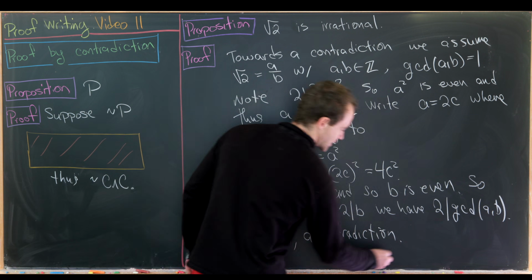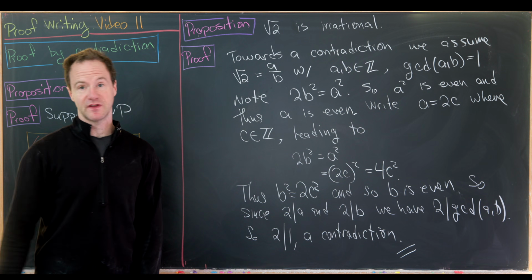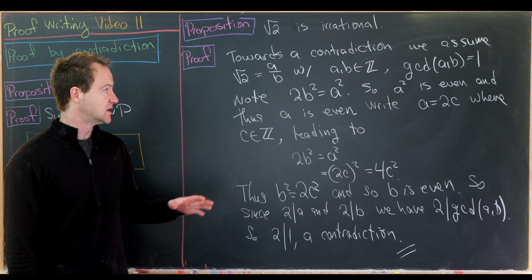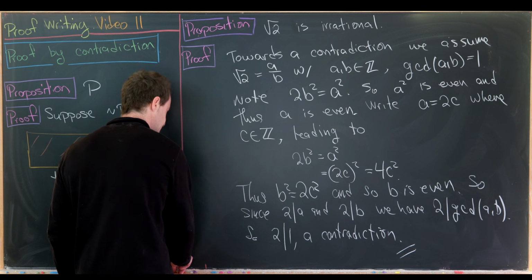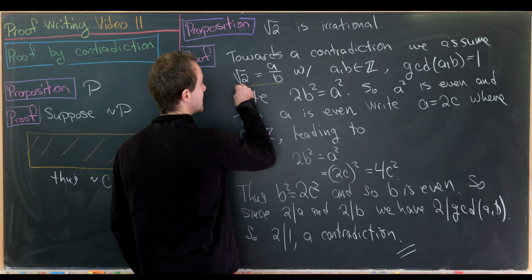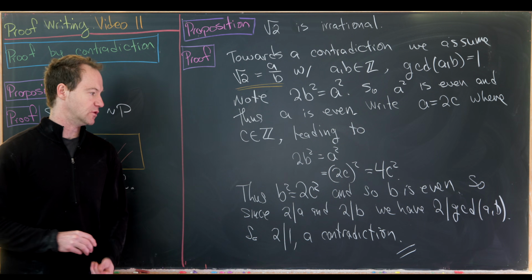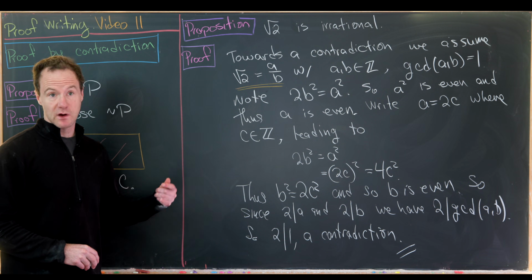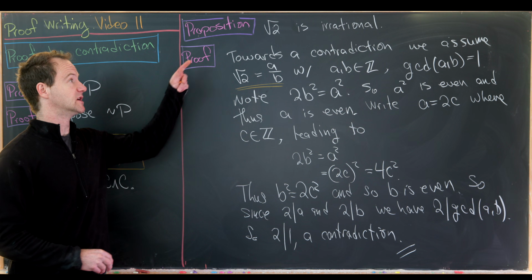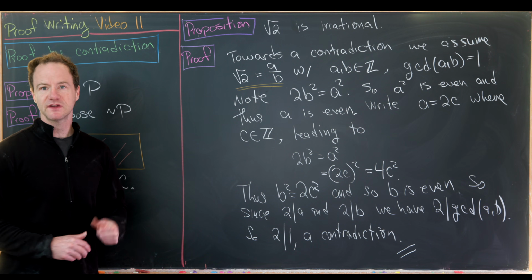So we got ourselves to a contradiction, but that finishes everything off, because what did we contradict? We contradicted our original assumption way up here that the square root of 2 was rational. So if the square root of 2 cannot be rational, it must be irrational. All right, let's do another.